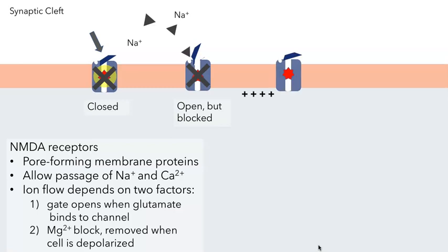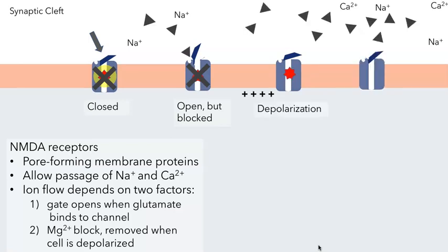In order to remove the block, the cell needs to be depolarized. If the cell gets more positive, then the magnesium block can be kicked out of the pore. And under these circumstances, if glutamate binds to the receptor, the gate can open up, and now sodium and calcium can flow into the cell, depolarizing it.